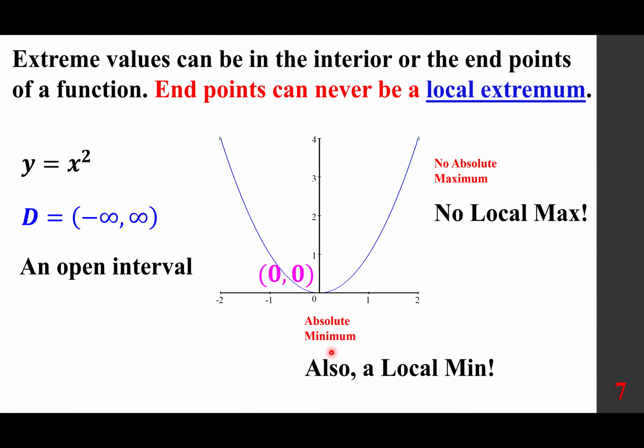As far as writing, by the way, the absolute minimum equals the y-coordinate. Okay, everybody? Now you can say at either x equals 0 or the pair 0, 0. Which one just depends on how they want you to write it.